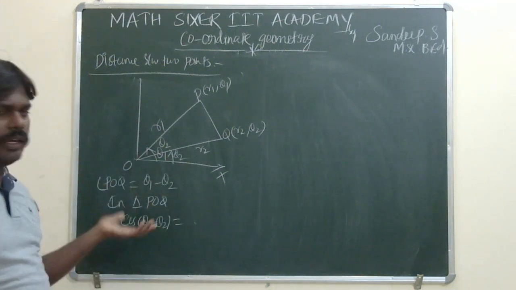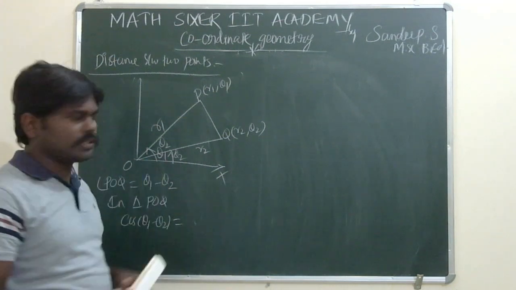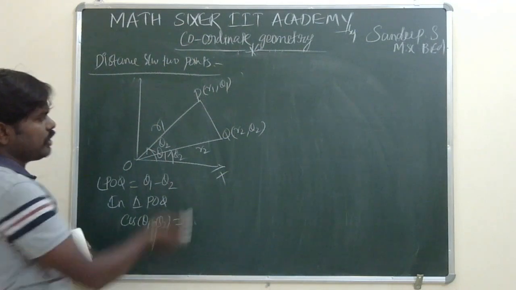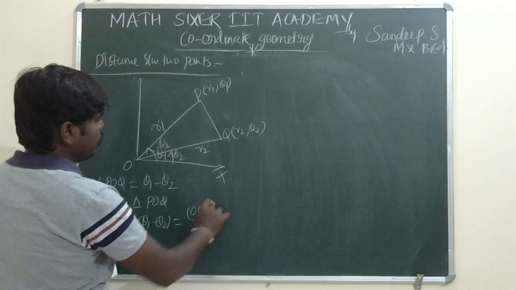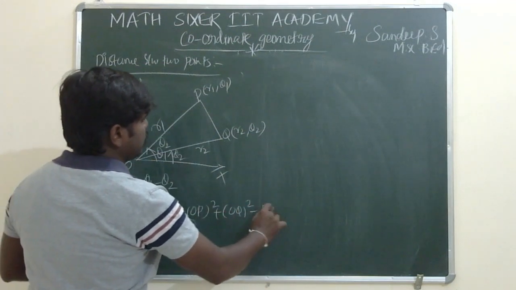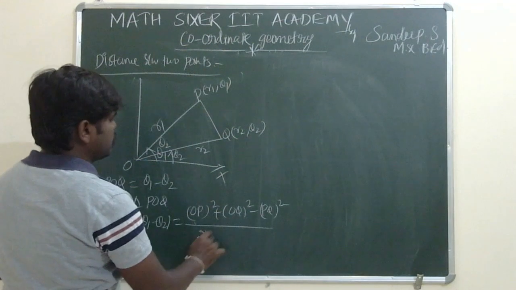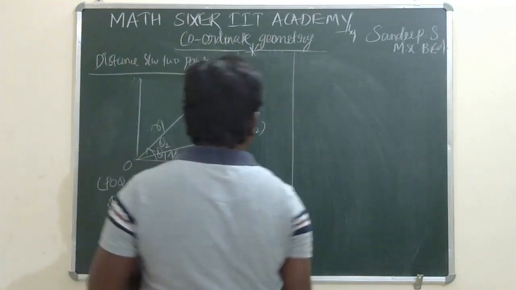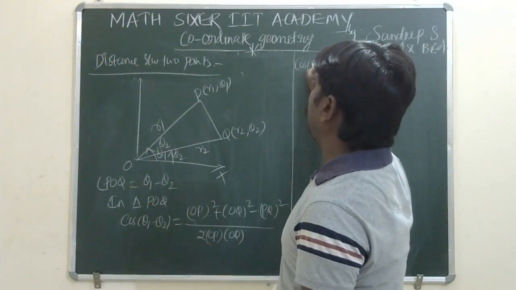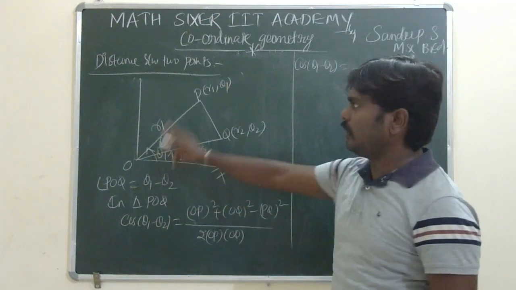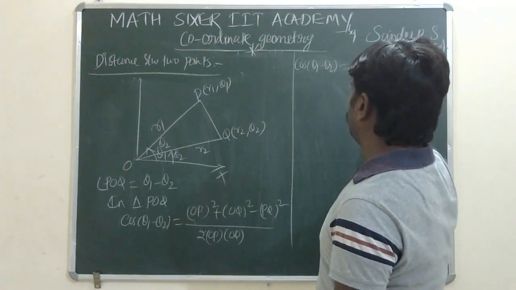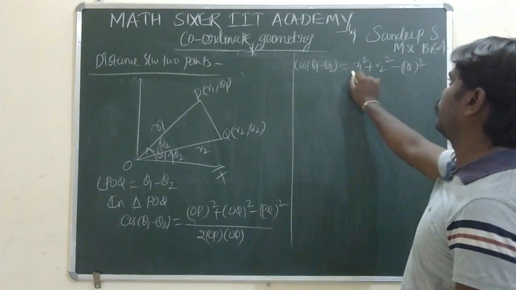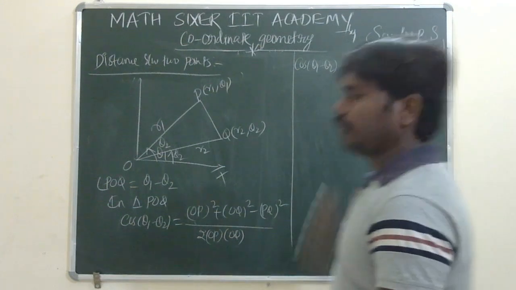So in any triangle, cos theta is equal to what? Here we know the formula. Already we have studied it in trigonometry. So cos of theta 1 minus theta 2 is equal to OP square plus OQ square minus PQ square divided by 2 times OP into OQ. Now when you apply the values, OP means R1, so R1 square plus OQ means R2, so R2 square minus PQ square divided by 2 into R1 into R2.